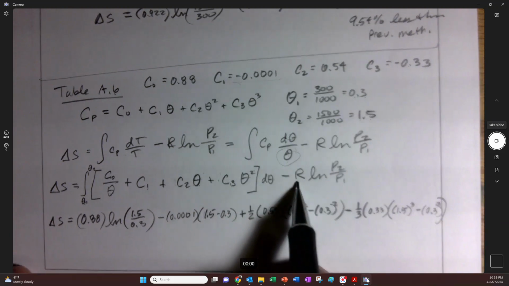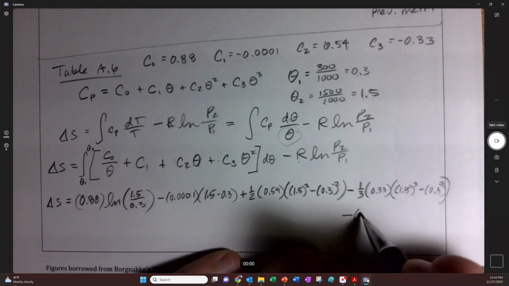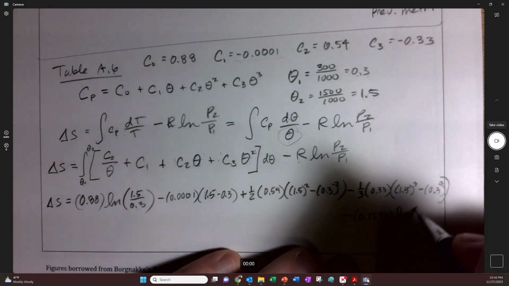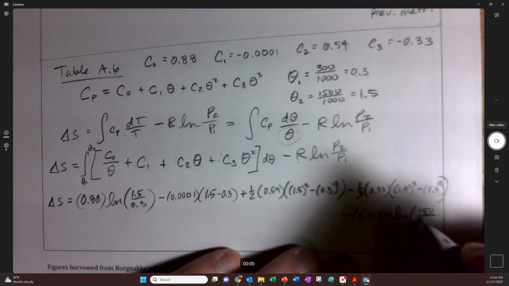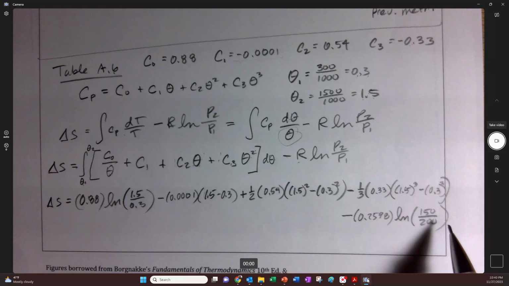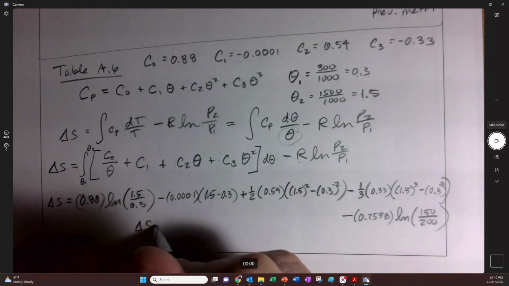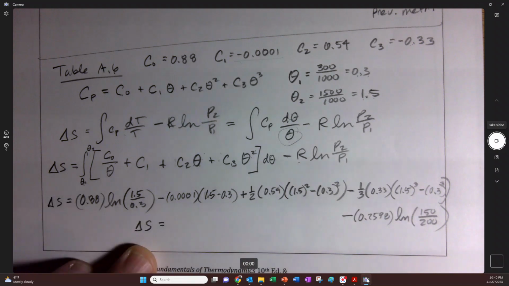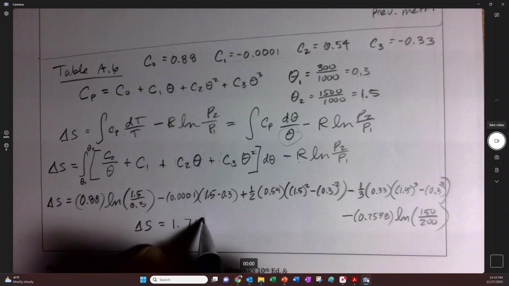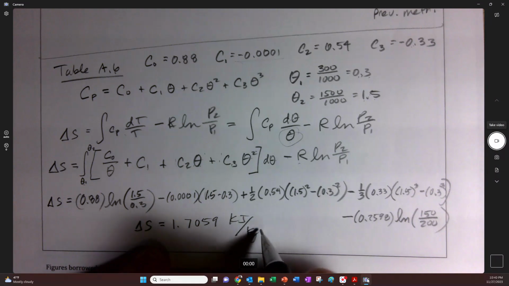And don't forget to put him back into here too, but I ran out of room, so I'm going to stick him over this way. And 0.2598 natural log of 150 over 200. Now there are a lot of opportunities to make a math error all the way through there, and I can confirm that, because I made them like 3 or 4 times. The result is 1.7059, and these are kilojoules per kilogram degree Kelvin.